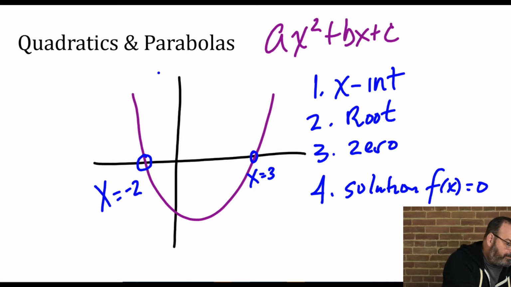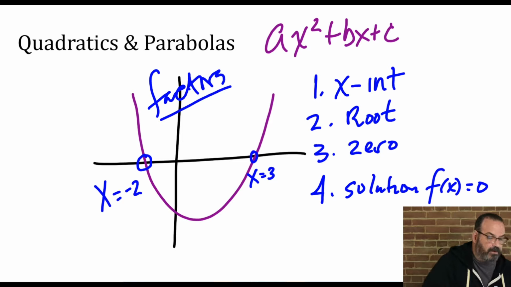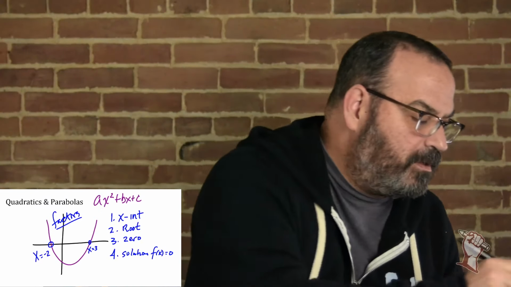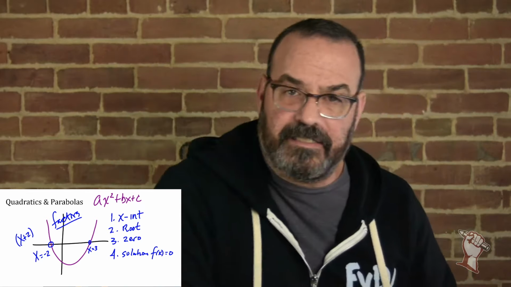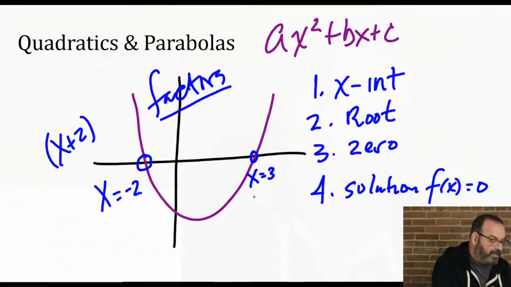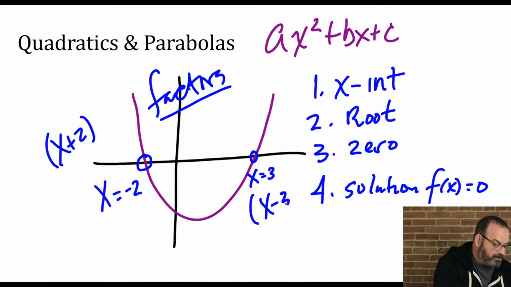What are the factors? It's another big word in quadratics and parabolas. If the x-intercept is negative 2, the factor is x plus 2. If the x-intercept is positive 3, the factor is x minus 3.